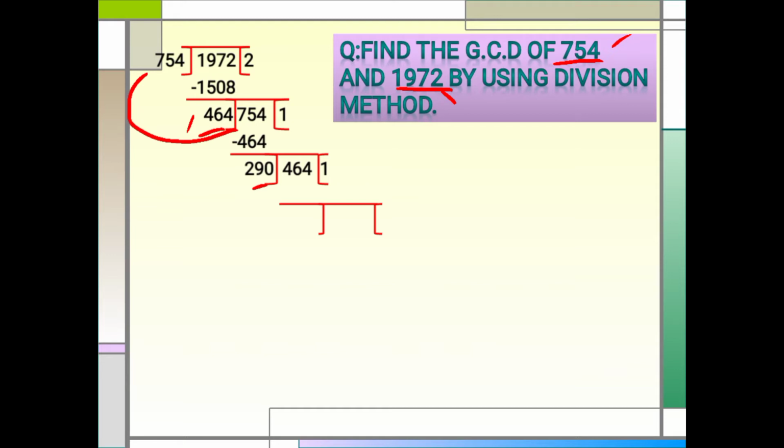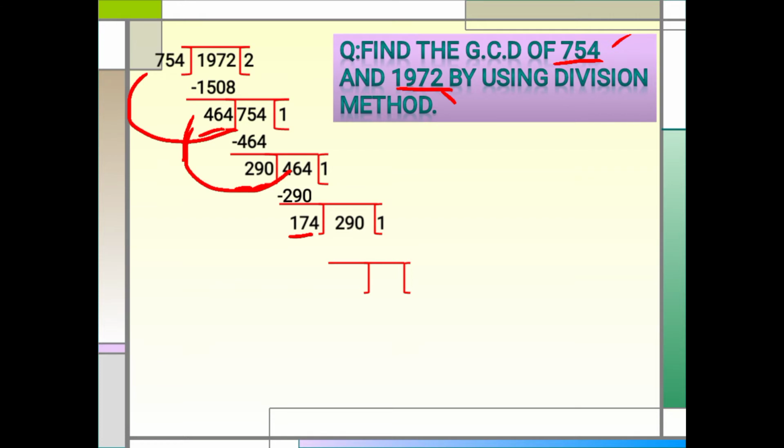Again you are getting a remainder here. So what you will do, you will take your previous step divisor as your new dividend. That is 464 will now become your dividend for the next step, and your previous step remainder, that is 290, will become your divisor for the new step. So 290 multiplied by 1 will become obviously 290, and after subtracting 290 from 464, you will get 174. Now again you are getting a remainder here.